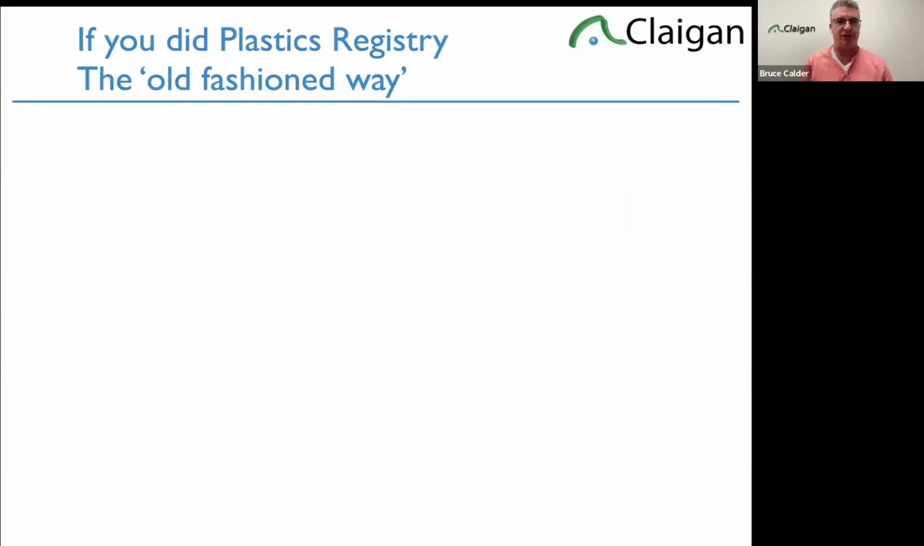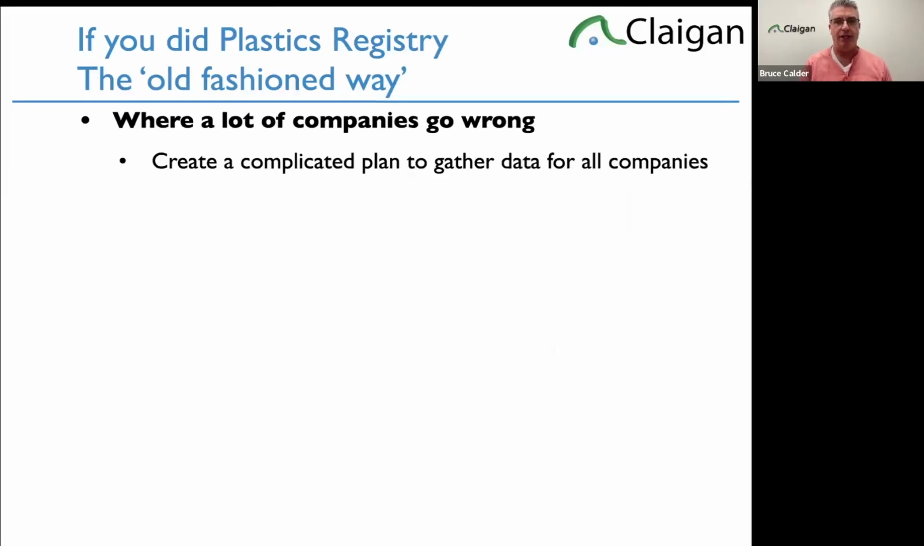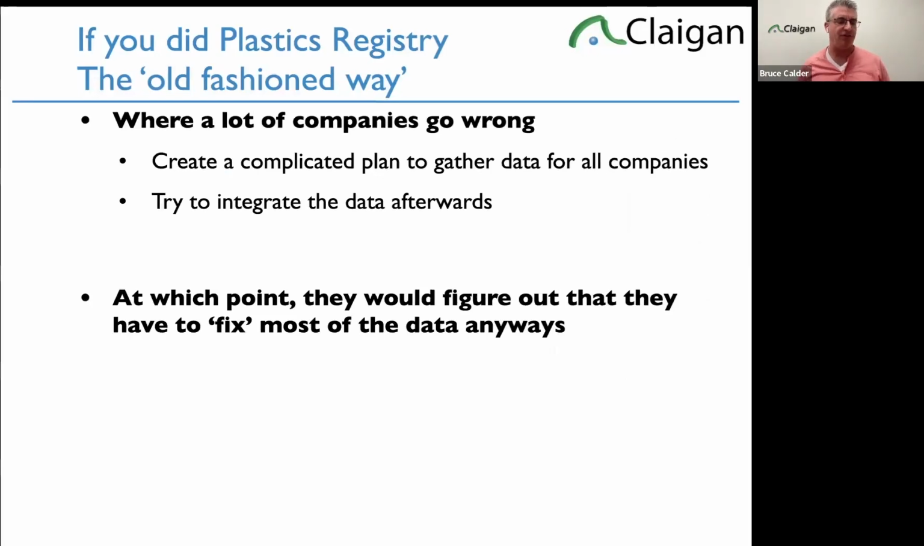The old-fashioned way to do a plastic registry is where a lot of companies go wrong. You create a complicated plan to gather data from all your suppliers, and then try to integrate the data afterwards. At which point you're going to have to fix most of the data anyways. There's quite a few companies that we work for that have, for other packaging reporting requirements, quite a bit of data. And we get the data and we go, it doesn't survive a 5-second review. It's wildly off and incorrect. And I can actually show you your online declaration and what you say it's in there are not the same thing. So when a company has gone through this huge effort, we usually end up having to go fix it all anyway. It would have been a lot easier if we did it right the first time.